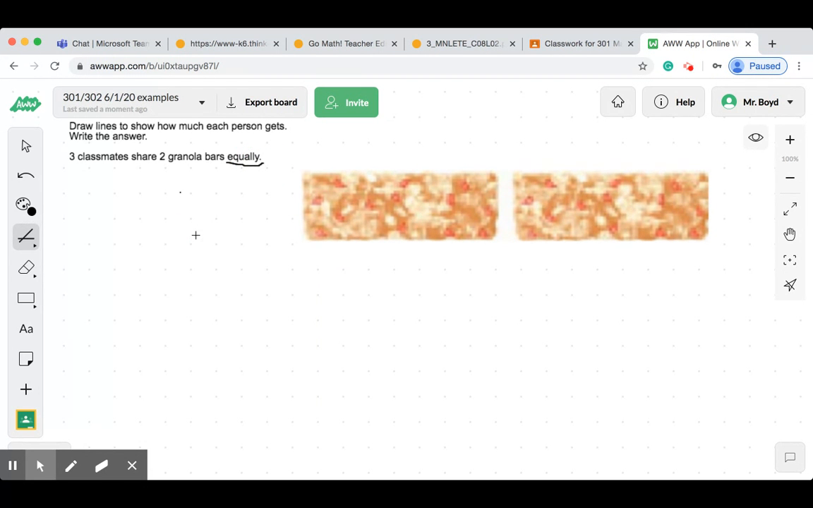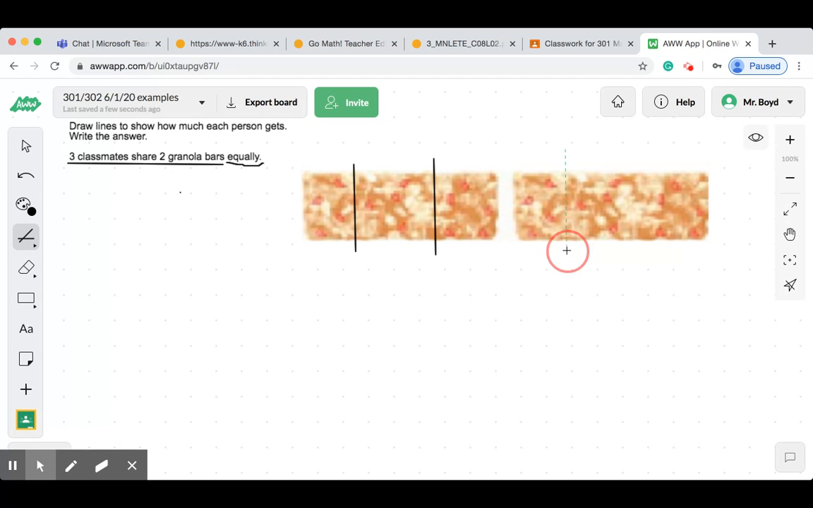You know that's important because we know each piece must be the same size, and we already know that from when we're talking about fractions. When we partition, they must be broken into the same size. So it says 3 classmates share 2 granola bars equally. So we have granola bar 1, granola bar 2. Since we have 3 classmates, I am going to partition each granola bar into 3 equal parts. I'm going to do the best that I can, just as you will, to make them equal.